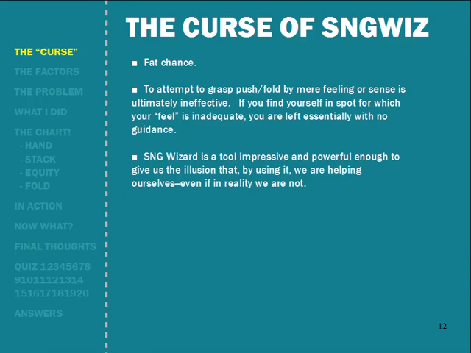And the reason I called this section of the video the curse of Sit and Go Wizard is because Sit and Go Wizard and all these other ICM tools are so impressive and powerful that they give us the illusion that by merely using them, by merely opening them up and running situations across our eyes, and saying I've got all the stacks set up here, and I'm playing around with the fold equity, and I'm really learning. I mean, these tools are so powerful that they give us the illusion that merely by opening them up and playing around, we're helping ourselves, even if in reality we aren't.